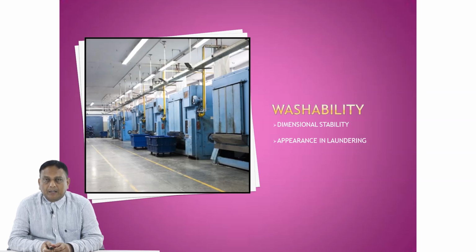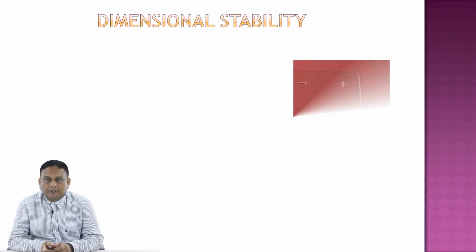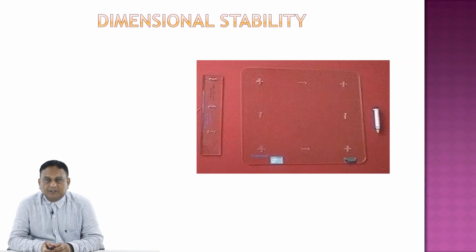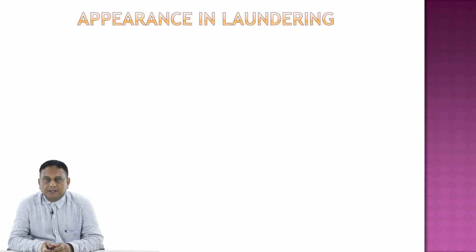Then we also see the appearance after laundering. So what is the appearance? Those are the things covered under washability. When we talk about dimensional stability, it is a measurable item. So we have to mark the garment accordingly, and we have to see how much dimensional stability is there in the garment in terms of shrinkage or growth. Now when we talk about appearance in laundering, we talk about the self staining.